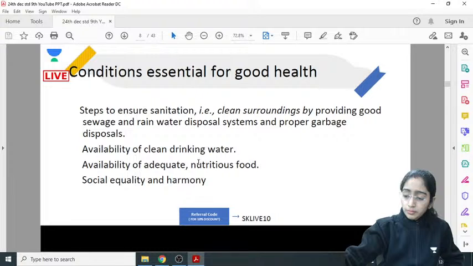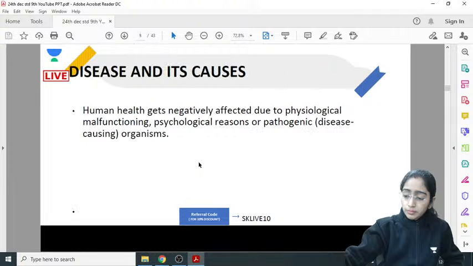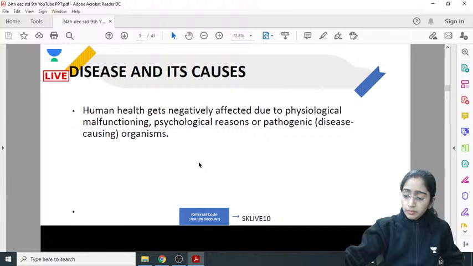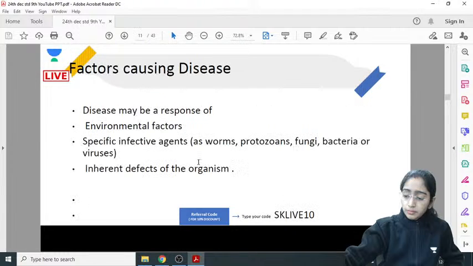Now, what are the factors that promote good health? Another important thing: live in neat, hygienic conditions, take a proper diet, regular exercise, all these things. Okay, disease and its causes we have seen, different factors we have seen. What is disease basically? When are we going to say? When the body is not functioning properly. Exactly, Aman, good.